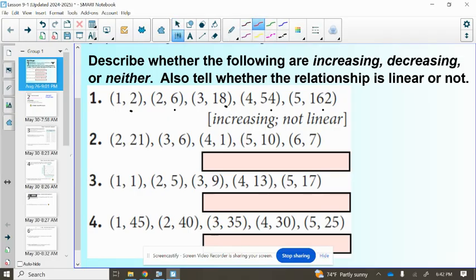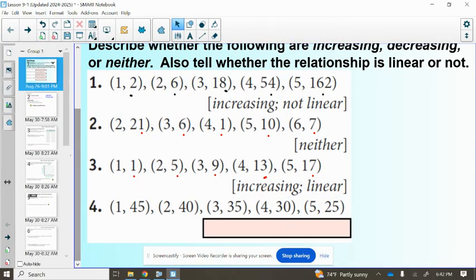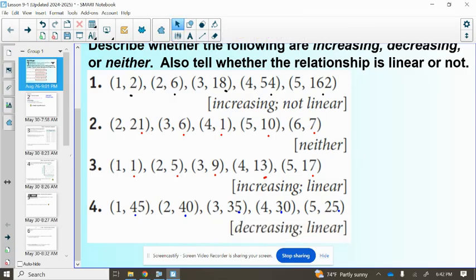As we investigate the next set, we see that these data points are actually decreasing, but then they start increasing and then they go back to decreasing. So this inconsistent nature of increasing and decreasing would cause us to say that this is neither. If we look at our next set, we are consistently adding 4 each time. So this would be an increasing and linear pattern. And then our last one, we are consistently decreasing by 5 each time. So a decreasing linear pattern.